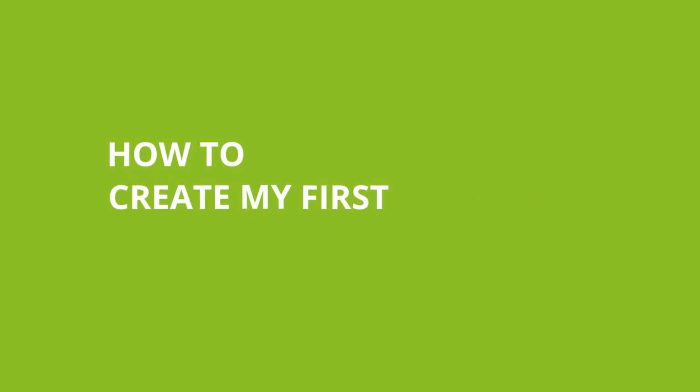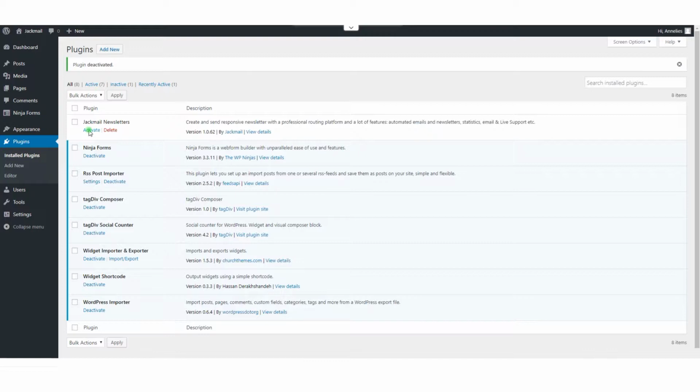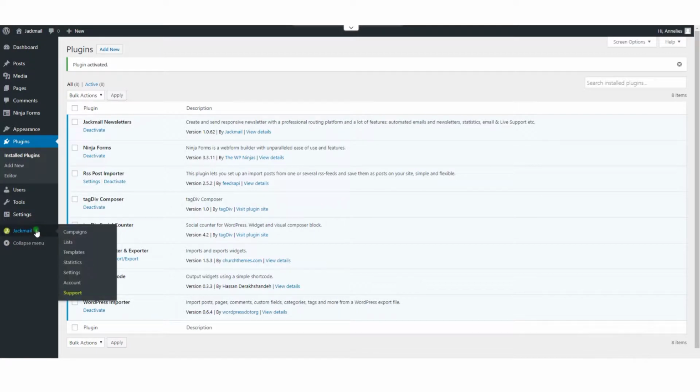How to create my first campaign with Jackmail. Once Jackmail is activated in your WordPress backend, you'll find our menu on the left-hand side of your dashboard. This menu gives you access to all the features Jackmail provides. Let's begin our tour by creating a campaign.